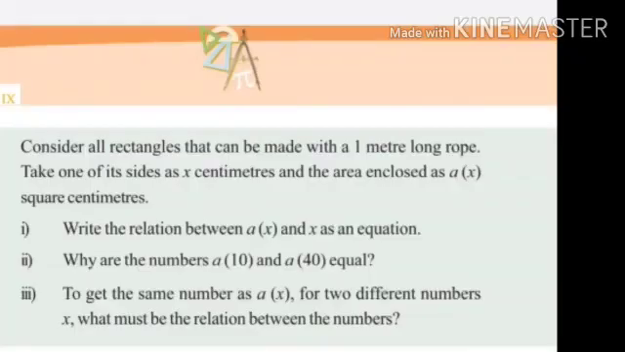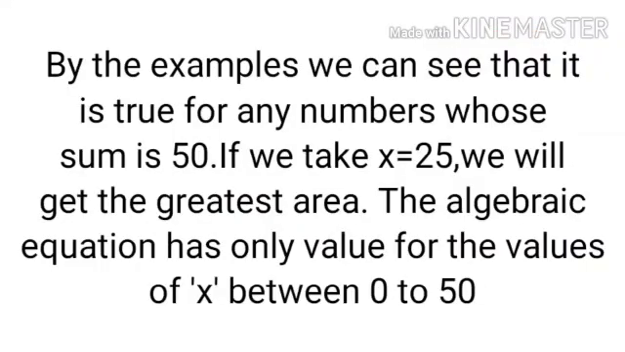The third sub-question asks us to get the same number as A of x for two different numbers as x. What must be the relation between the numbers? By the examples, we can see that it is true for any numbers whose sum is 50. If we take x equal to 25, we will get the greatest area. The algebraic equation has value only for the values of x between 0 and 50. That's all for today. Thank you.